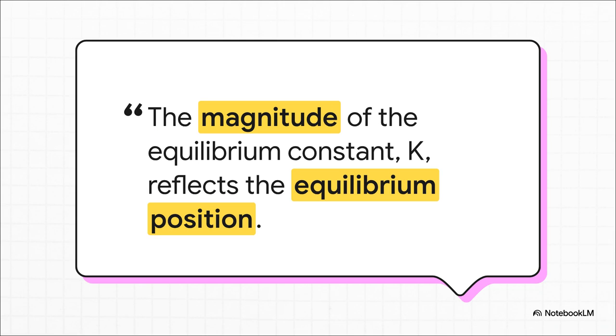So, that's the bottom line. The magnitude of K gives you a direct snapshot of the reaction's final destination. The size of that number tells you right away whether you should expect a flask full of product or if the reactants are pretty much going to stay as they are.